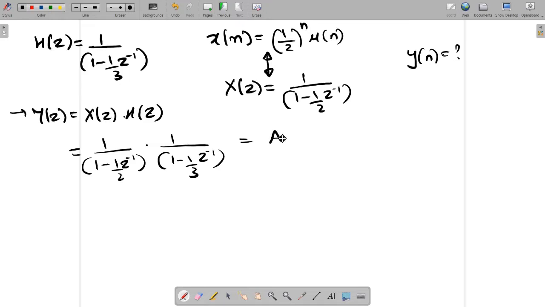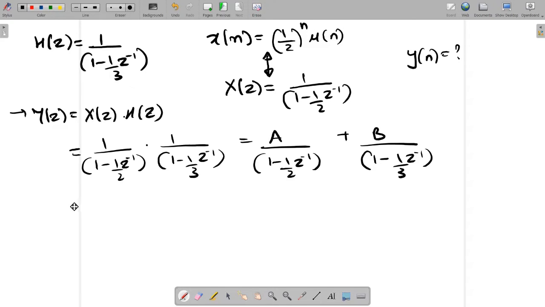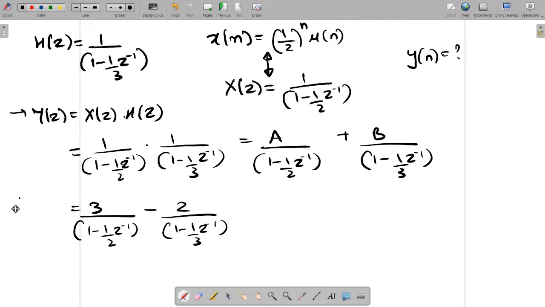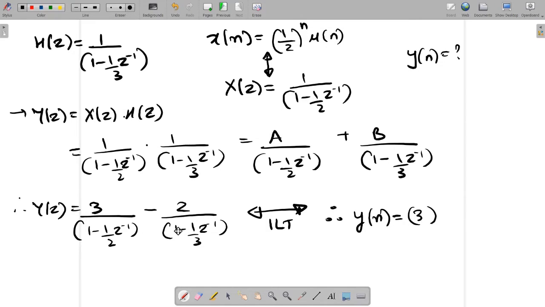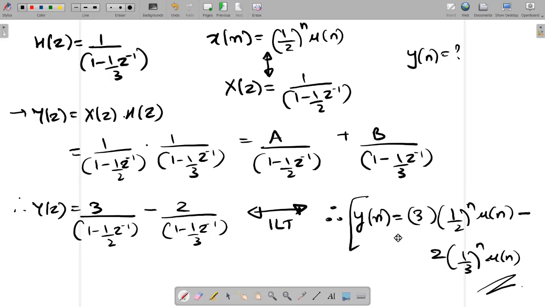You take the partial fractions, A upon 1 minus half z inverse plus B upon 1 minus 1 by 3 z inverse. You will get this as 3 upon 1 minus half z inverse minus 2 upon 1 minus 1 by 3 z inverse. Therefore, this is your Y of z. Therefore, if you take the inverse transform, y of n is equal to 3 times half raised to n u of n minus 2 times 1 by 3 raised to n u of n. So this is your final answer, the answer for y of n.